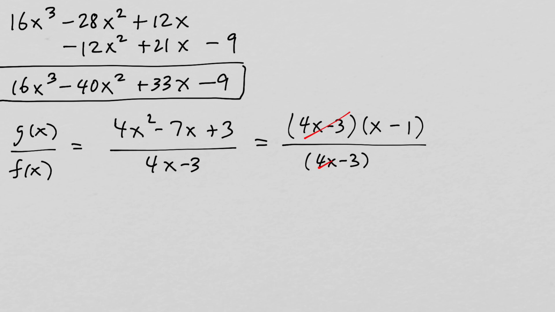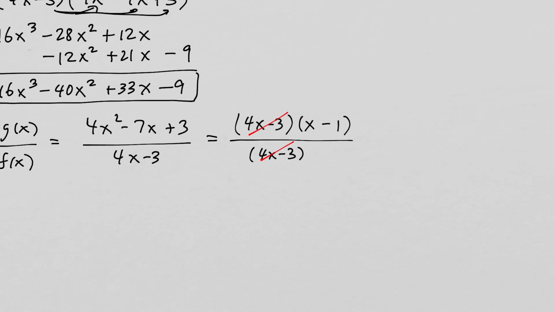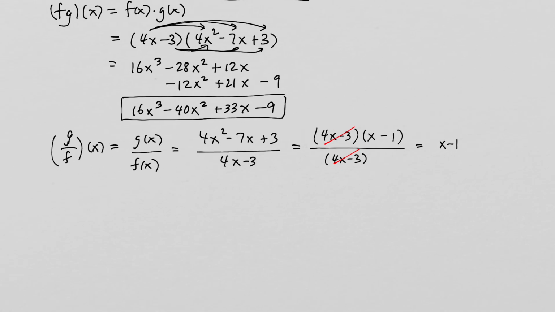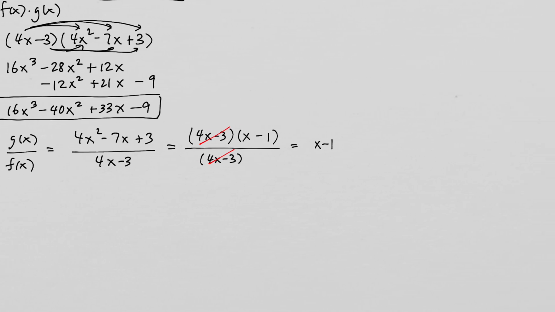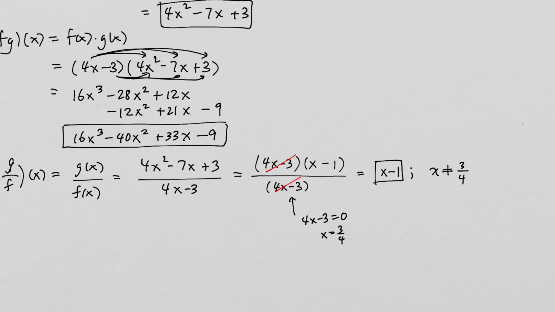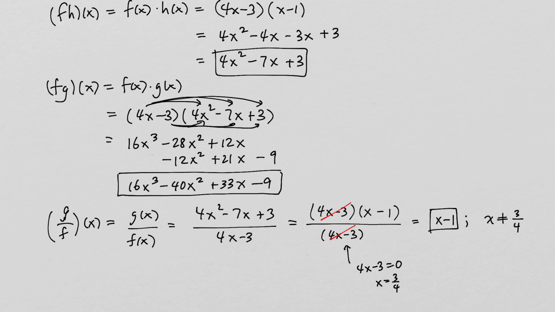So this allows us to simplify our answer here. And we're going to say that g over f is actually x minus 1. Now, something to keep in mind, even though this factor went away, we still have to consider 4x minus 3. If it were equal to 0, that would give us x equals 3/4. So that's still an exclusion for this domain, okay? So the answer, yes, is x minus 1, but no matter what, x cannot be equal to 3/4, because if it is, it's going to make the denominator 0.